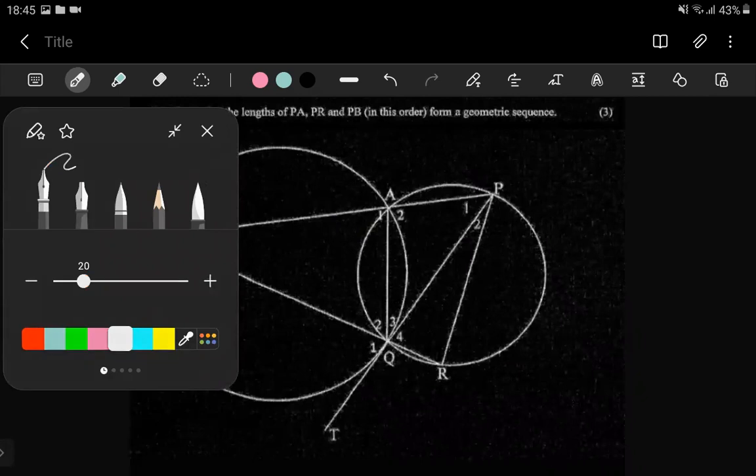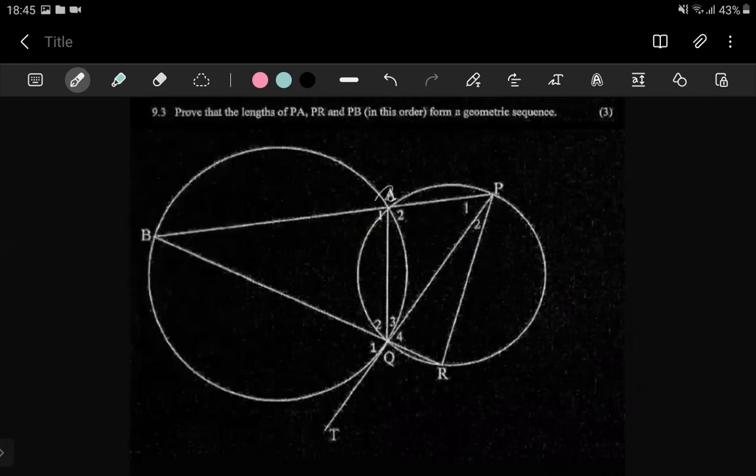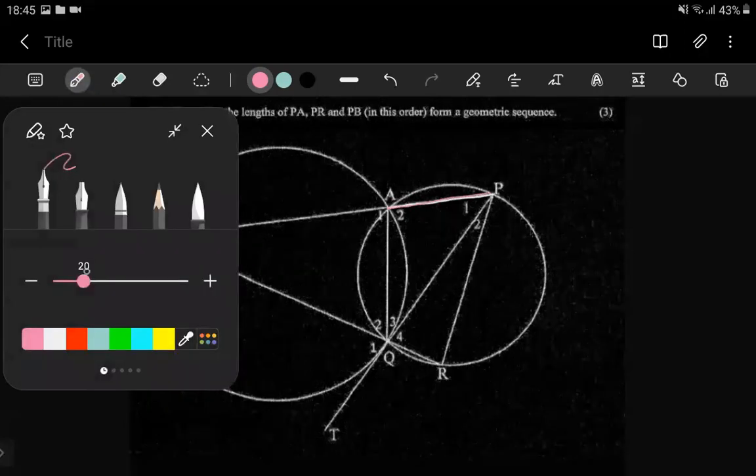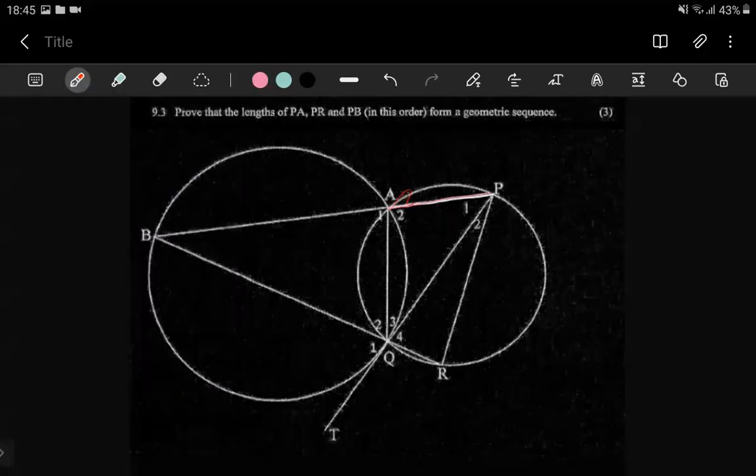So we have PA, which is this line over there. Okay, that's PA, fine. Let me actually get something a bit brighter. PA, and then you have PR. Use a different color for PR. PR is here.